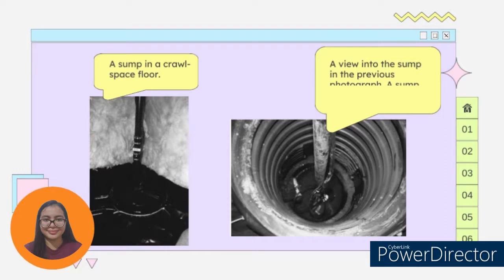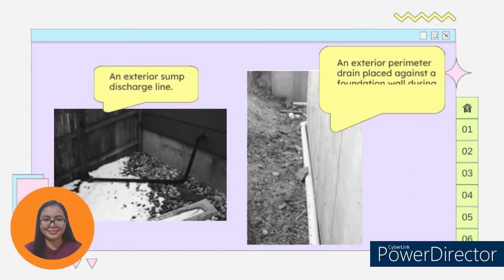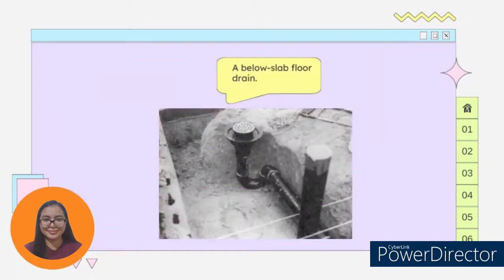So here are more pictures of how a sump pump installation looks like in real life. Here in the first picture is a sump in a crawl space floor, and the other picture is a view into the sump where a sump pump is situated in the bottom of the sump. Another picture is an exterior sump discharge line that is connected to the sump system at the basement, and then an exterior perimeter drain placed against a foundation wall during construction of the home. And lastly is a below slab floor drain.